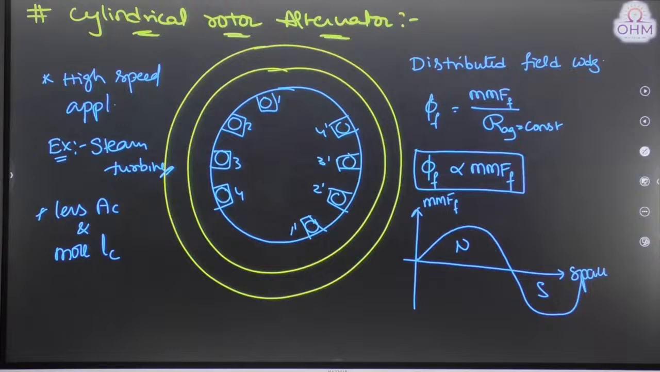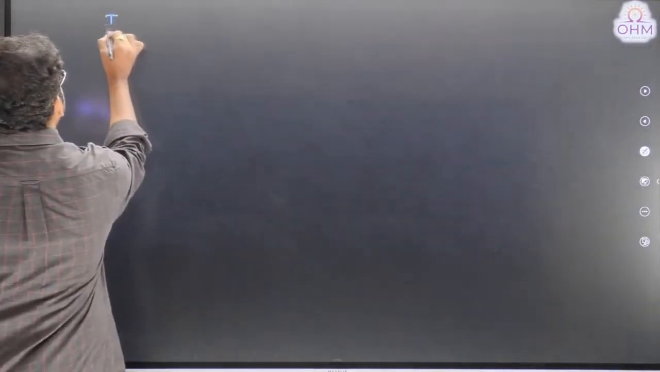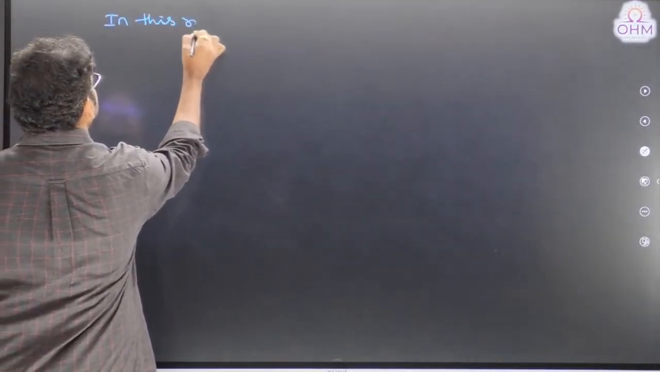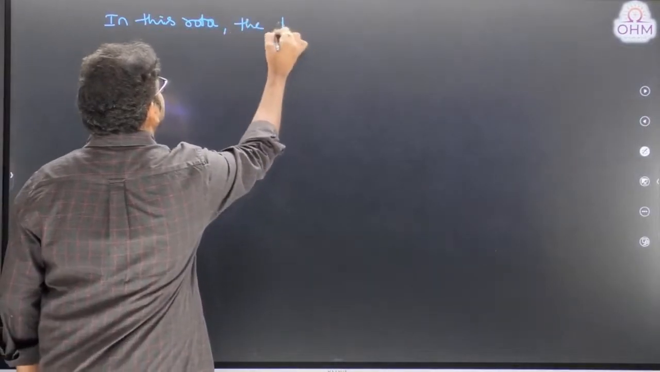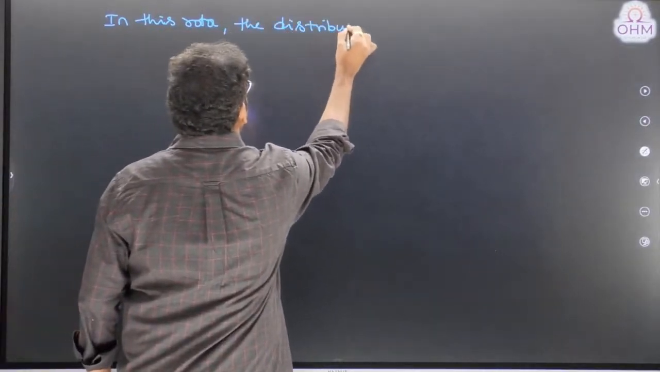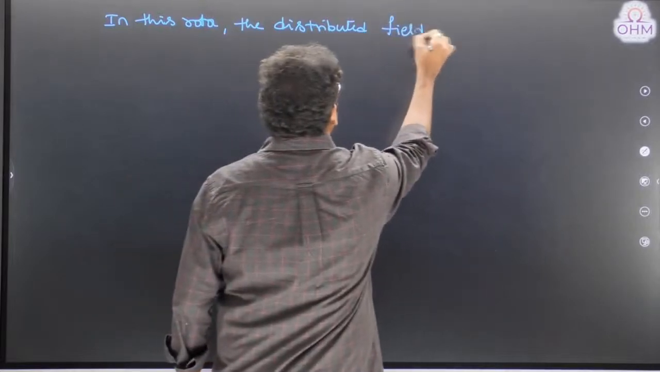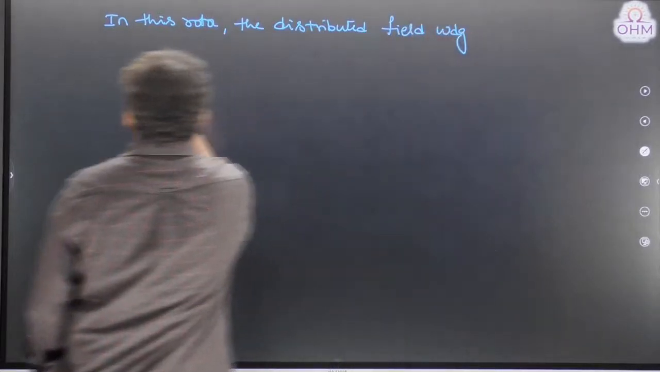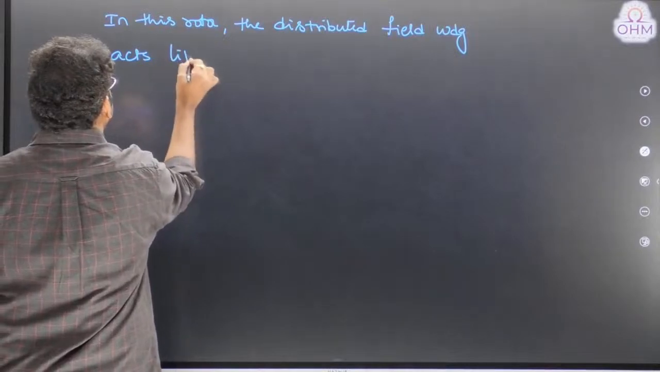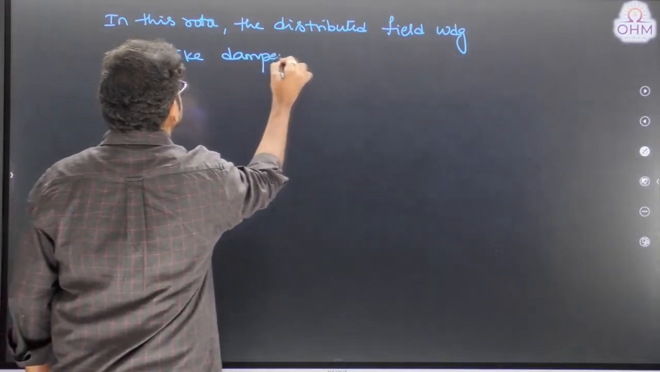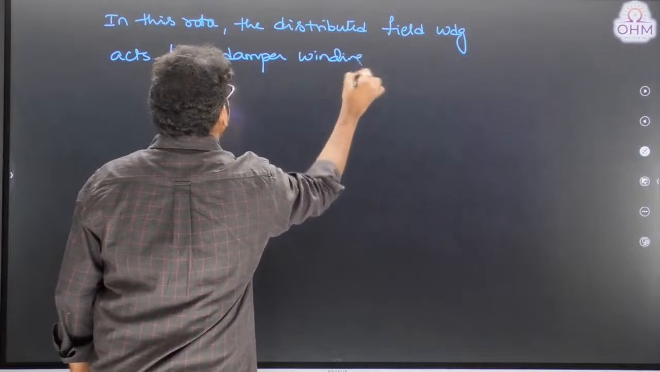Why? Because the distributed field winding itself will act like damper winding. I repeat, the distributed field winding itself will act like damper winding. Okay, so in this rotor, the distributed field winding acts like damper winding.